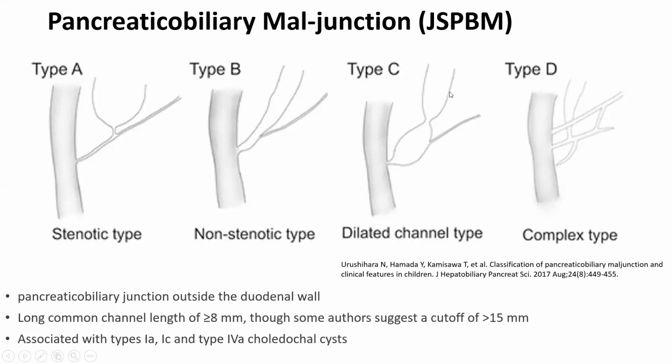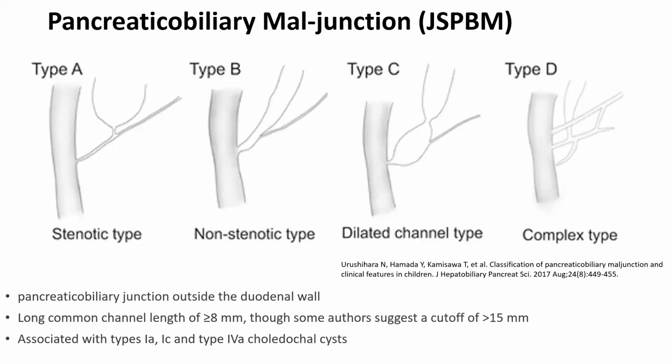The CBD may or may not be dilated, and you can have a complex type. This is generally associated with pancreas divisum or annular pancreas. So the importance of these, the common channel in cases of pancreaticobiliary malformations is always prolonged. Some authors say that it should be at least more than 15 mm to call it a pancreaticobiliary maljunction, while others say that an 8 mm length is more than enough.